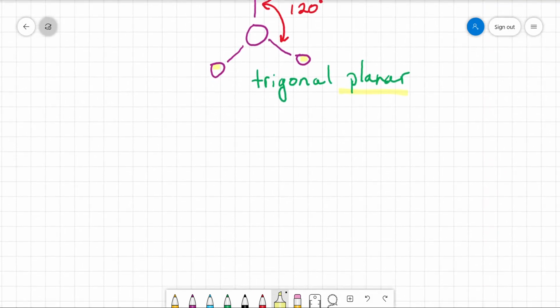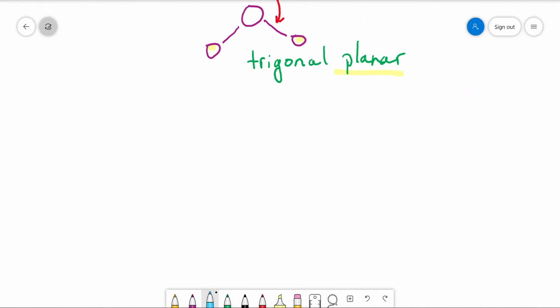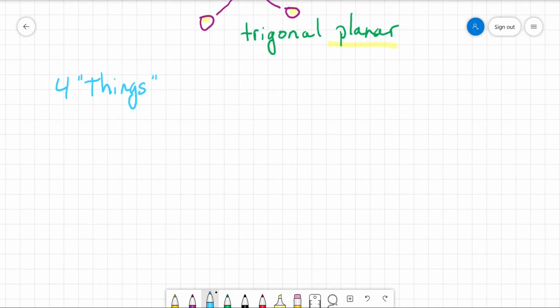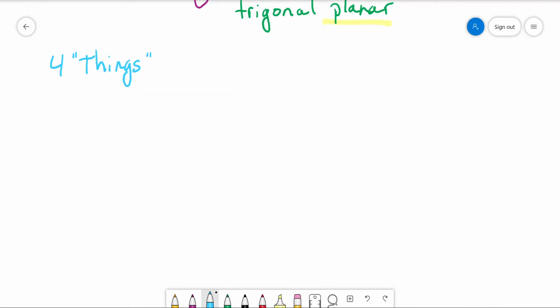Okay. Next up, after 3 comes 4. 4 things. Okay, here's where it starts to get a little bit complicated, because you might say, oh, 4 things, I know that bond angle, that's going to be 90 degrees, but it's not.